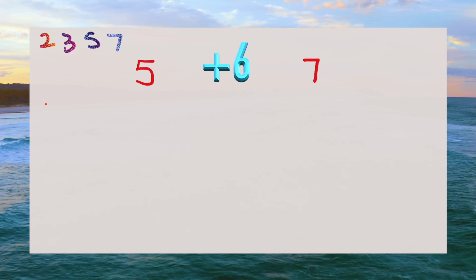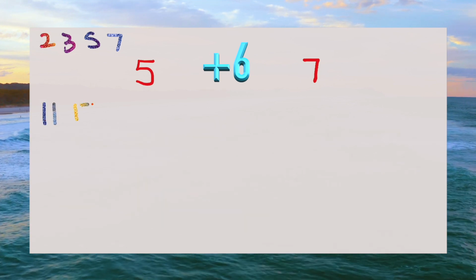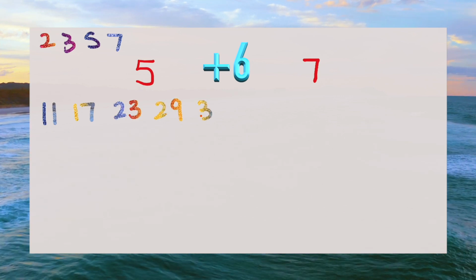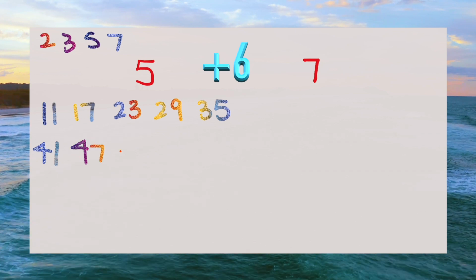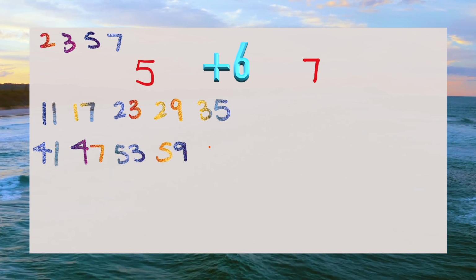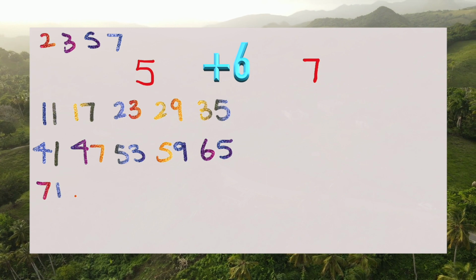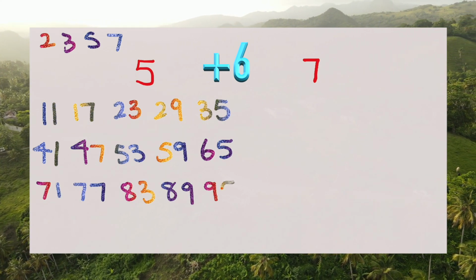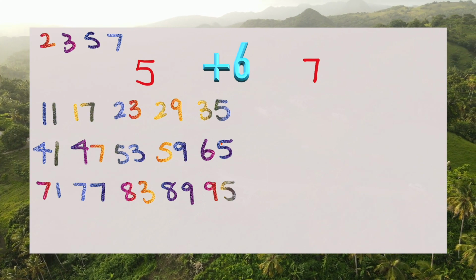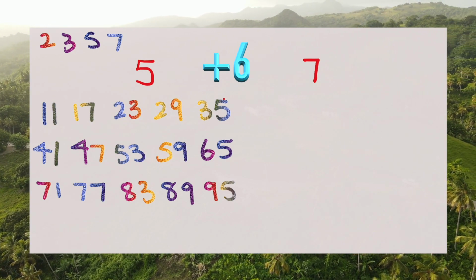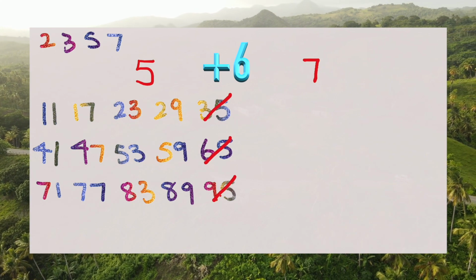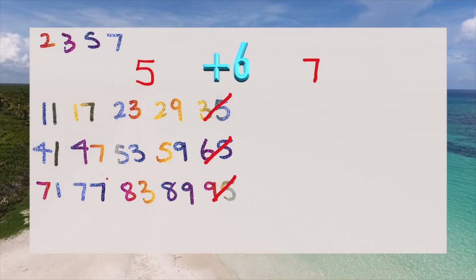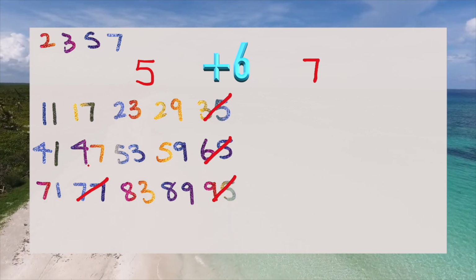So we have 5 plus 6 is 11, and then 17, 23, 29, 35, 41, 47, 53, 59, 65, 71, 77, 83, 89, 95. Obviously you can see that there are some numbers that are not prime, so we can eliminate these. We also know that 77 has a factor of 7, so we can eliminate that, but the rest are all prime.